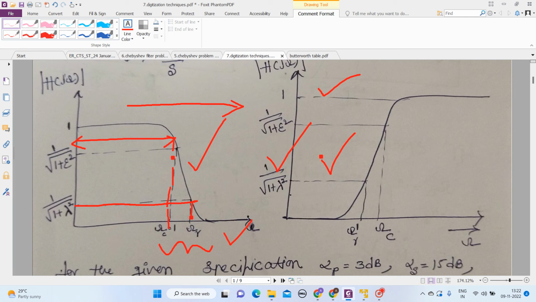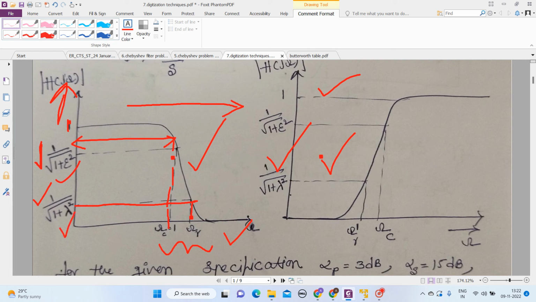What is the y-axis? The y-axis is magnitude. This is the pass band magnitude. This is the pass band attenuation. This is the stop band attenuation. These should be in decibel. The highest magnitude is 1. This is the equation we use to describe the pass band attenuation, and this is the stop band attenuation.